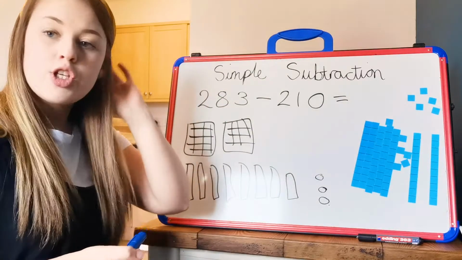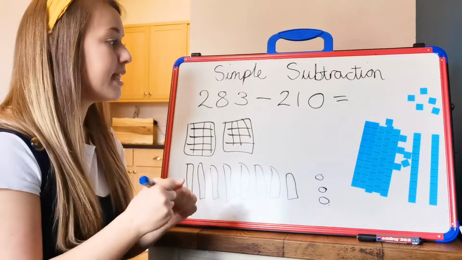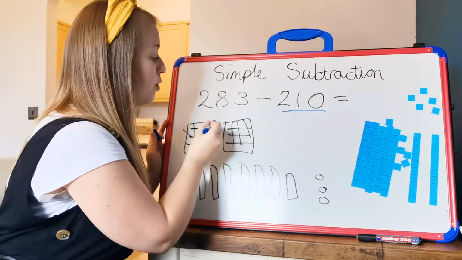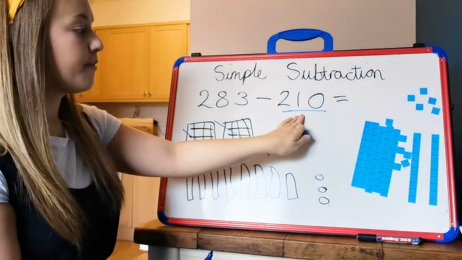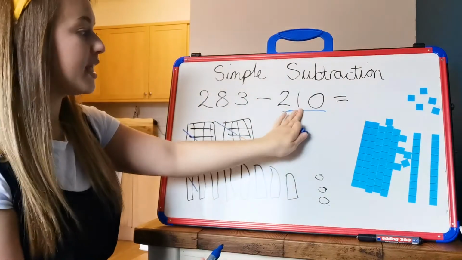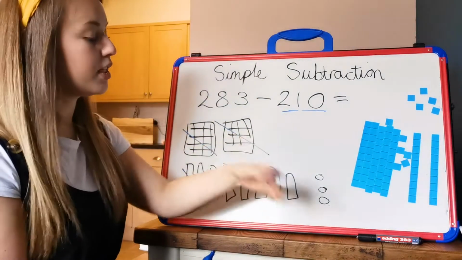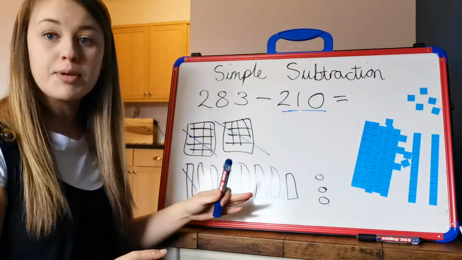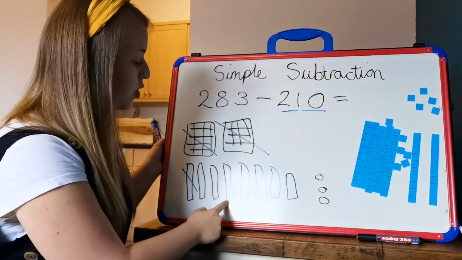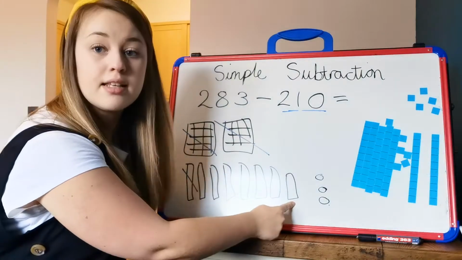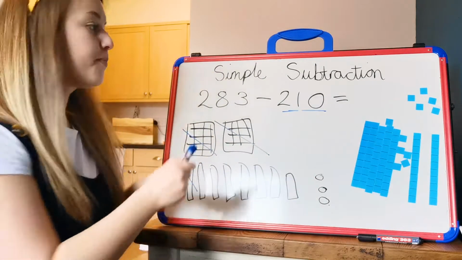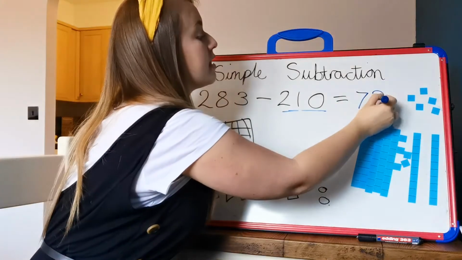So I've got 283, I need to take away 210, so I take my second colour and I cross out 100, 200, then I know I need to cross out just 10, and then, oh, I don't need to cross out any ones. What have I got left? Well, there's no 100, so it's not going to be a 100 answer. 1, 2, 3, 4, 5, 6, 7. So 70, 71, 72, 73. So then my answer is 73.